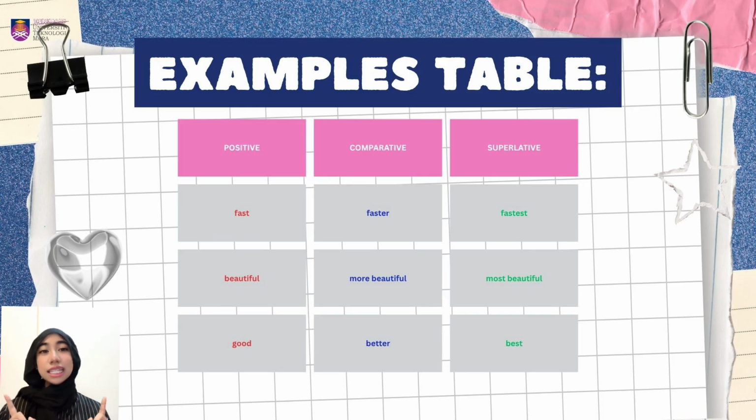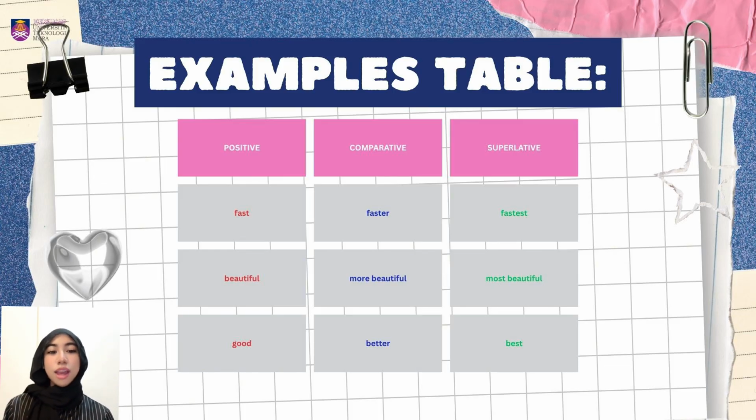So this is an example table for the degrees of comparison to show it clearer and better for you. For positive degree, we have fast. For comparative, we have faster, so ER is added to the word fast. In superlative, we have fastest, where EST is added to the word fast. Second, we have beautiful. For comparative, we add more in front of the word beautiful. And for superlative, we add the word most in front of beautiful.